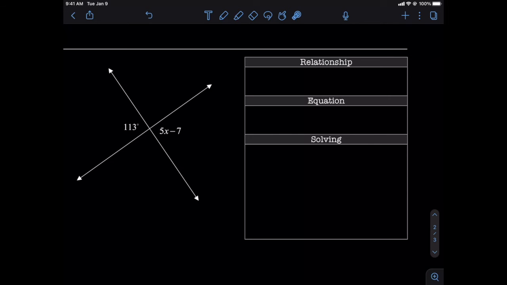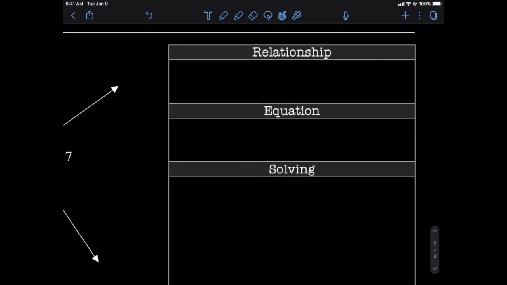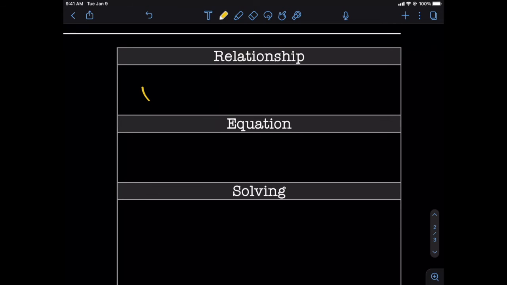Here I have this angle on the left, like so, and this angle on the right. They share a vertex and open in opposite directions. That fits one of our definitions real nice. These angles are vertical angles. Once we know our angles are vertical, then we can set up our equation.